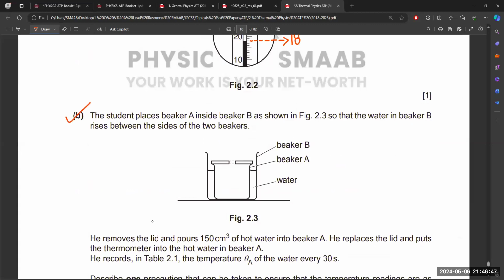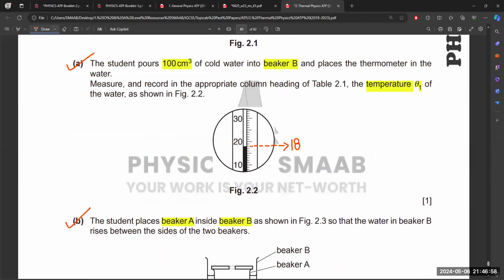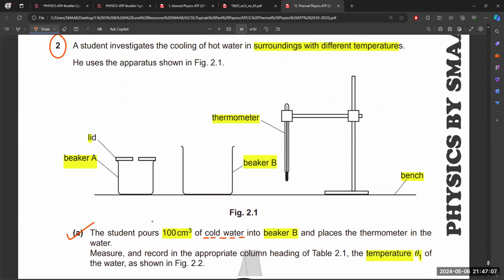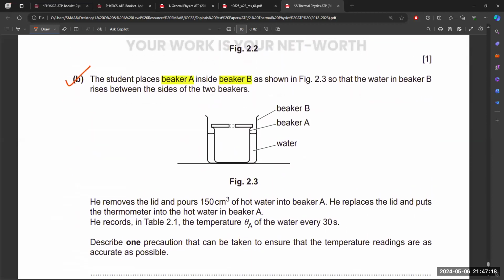Then we have part B. The student places beaker A inside beaker B. And remember, beaker B is filled with cold water. So this is beaker B, and we place this beaker A into beaker B. Beaker A is small, so it can be easily placed into beaker B, so that the water in beaker B rises between the sides of the two beakers. As you can see in the diagram, the level of the water rises in it.